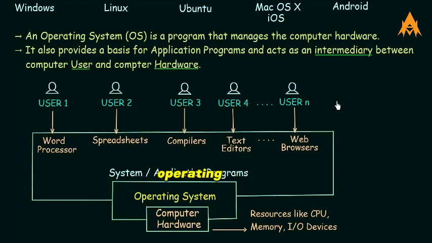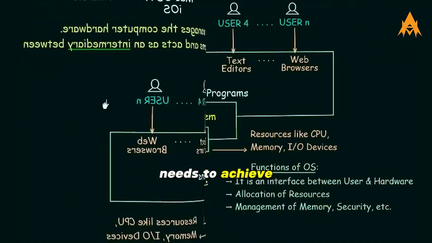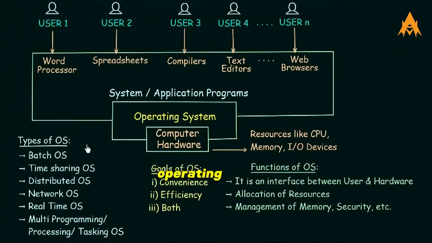Now we will be seeing some of the types of operating systems that we have, and also the functions of operating system, and what are the goals that an operating system needs to achieve. So here I have some types of operating system. Batch operating system, then time-sharing operating system, distributed operating system, network operating system, real-time operating system, multi-programming, multi-processing, and multitasking operating systems.